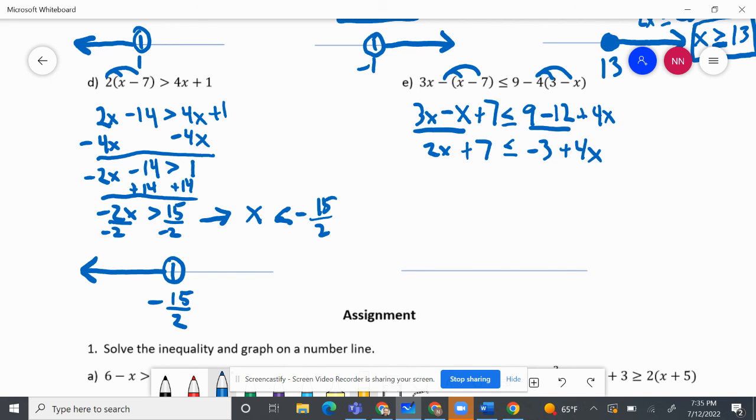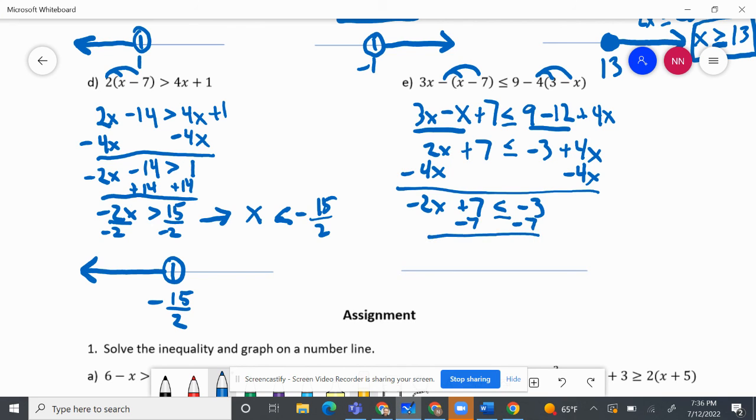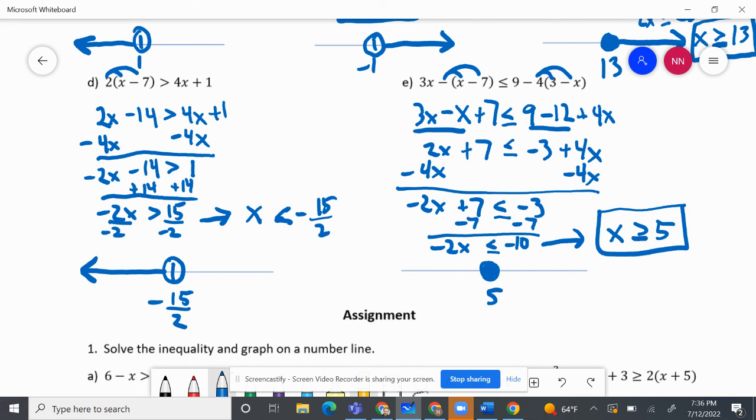Once again, I like the x's on one side, on the left side, so I'm going to subtract the 4x. And that gives me negative 2x plus 7 is less than or equal to negative 3. I'm going to subtract the 7. And I get negative 2x is less than or equal to negative 10. I'm going to divide by negative 2. And when I do that, the inequality switches to greater than, and that gives me a positive 5. So I put 5 in the middle. I put a closed circle because it includes the 5. And greater than is everything to the right of 5.